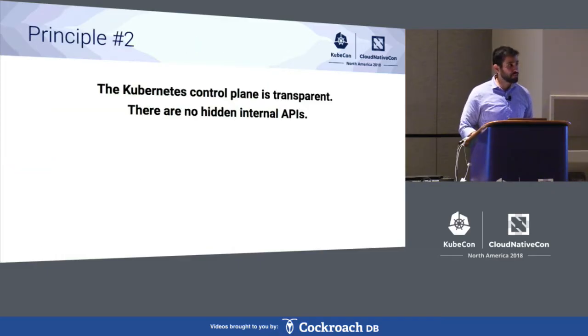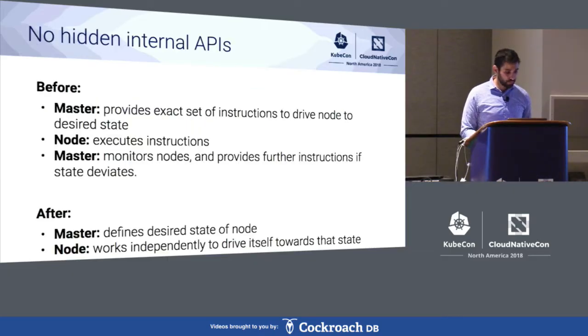So this is where the second principle of Kubernetes comes in, and that is that the Kubernetes control plane is transparent and that there are no hidden internal APIs. This is extremely powerful for multiple reasons. What does it mean actually? What it means is that the same declarative API that we expose to the end users is the same API that all the internal Kubernetes components use to interact with each other. And so the benefits of that declarative API then apply to the components themselves.